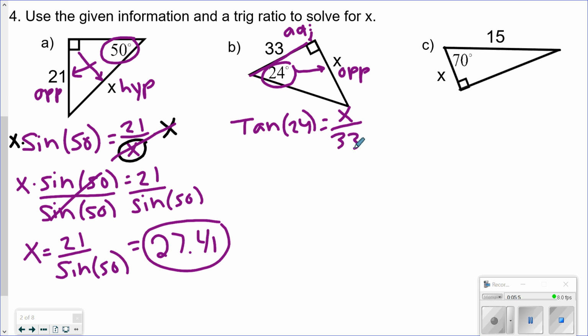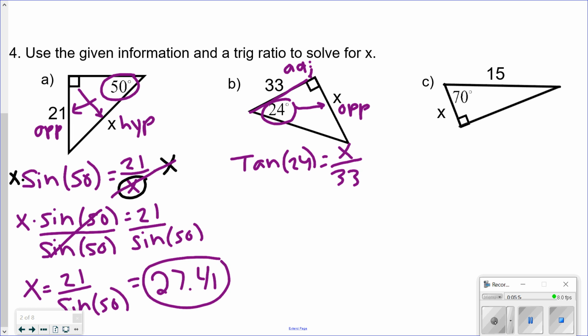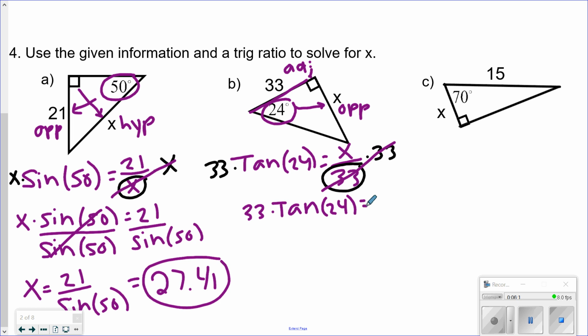So now I need to solve for x. I have 33 in the denominator this time, which means I need to multiply each side by 33. So those cancel, and I'm left with 33 times tangent of 24 is equal to x. So I just plug that right into my calculator, and when you do so, you end up getting 14.69 is approximately x.